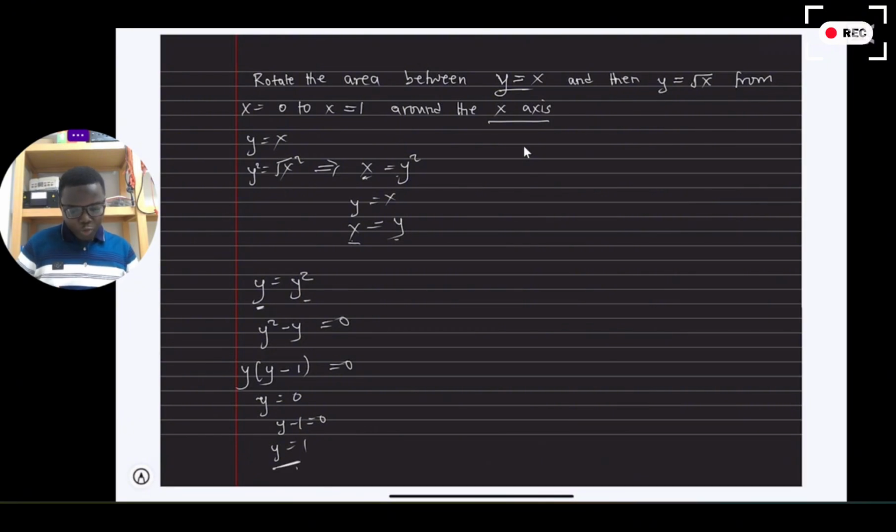Now that we have y equal to 1, go and put it in any of the functions that we have up here, and you'll be able to get its corresponding x value. Because we are rotating, remember, we are revolving around what?